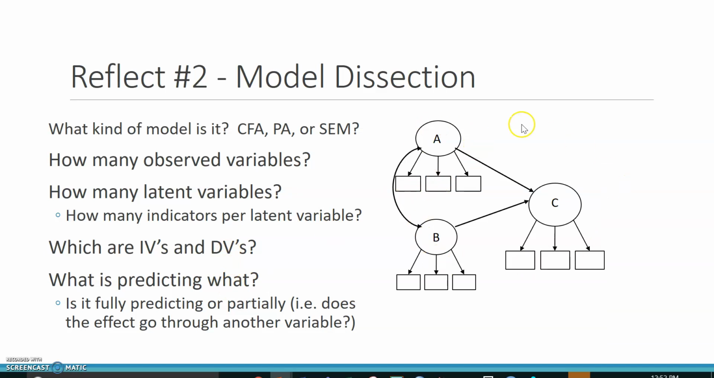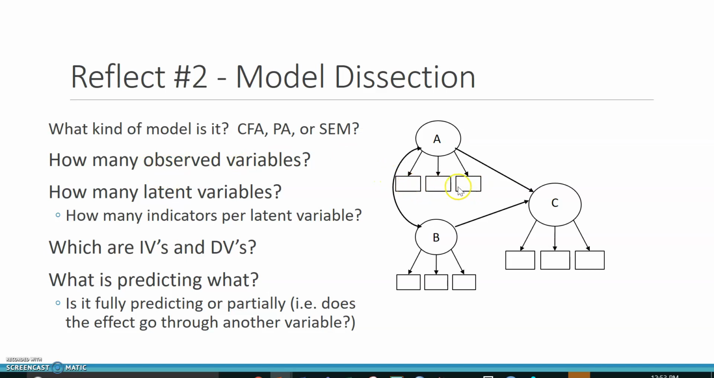In this model, this is a full SEM, and I know that because I have latent variables, circles, with indicators, my items, and I have predictive pathways. If everything was just curved between these, that would be a CFA. But because there are arrows going to C, it's actually predicting that, and that makes it a full structural equation model.